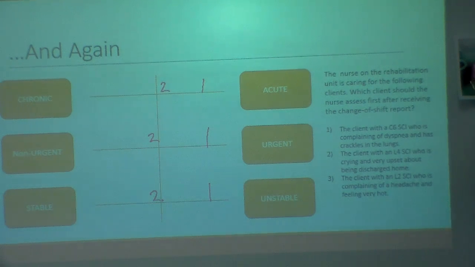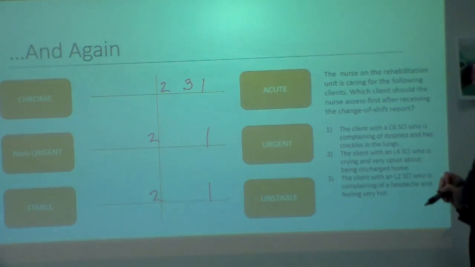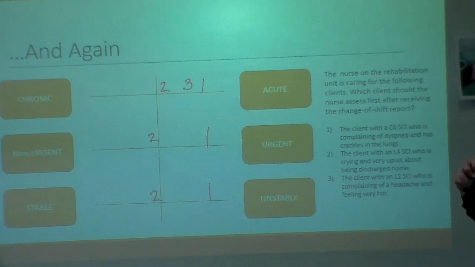Client with a lumbar spinal cord injury who is complaining of a headache and feeling very hot. Acute. More than number 1? No. What about that next line? I know what you're thinking. You know that that's bad. You just have to use that nursing judgment. Is it more urgent or less urgent than number 1? He doesn't have breathing problems yet. So I would still put 1 before 3.